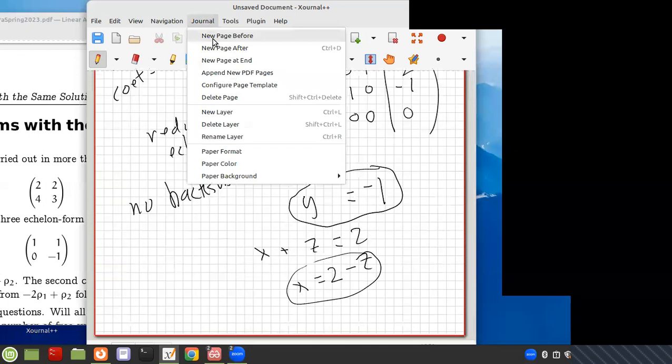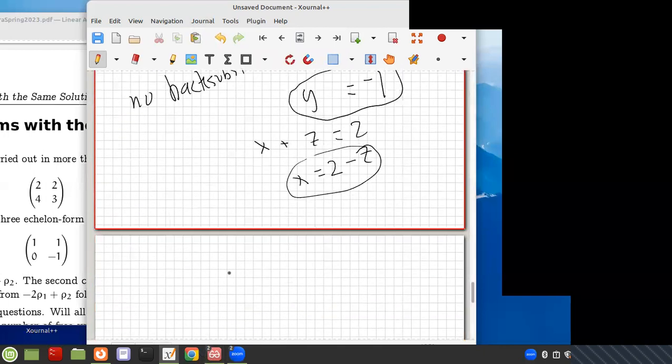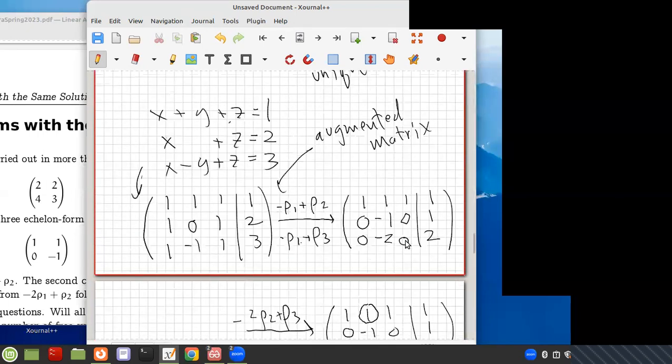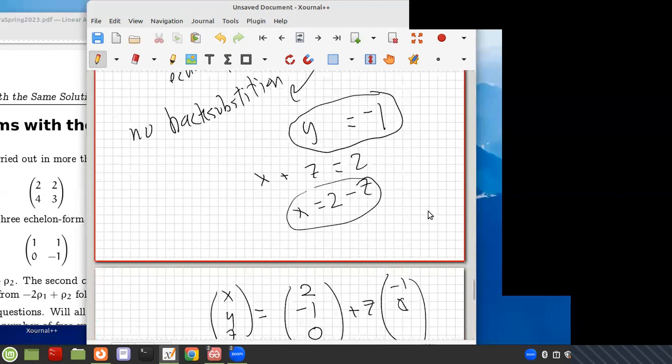So then, let's see. New page. Okay, so therefore I can write down the solutions here as X, Y, Z equals 2, minus 1, 0, plus Z times a vector, because I have one free variable, so the solution is always going to look like some vector plus Z times some vector. And then for X, I have a minus 1, 0, 0.